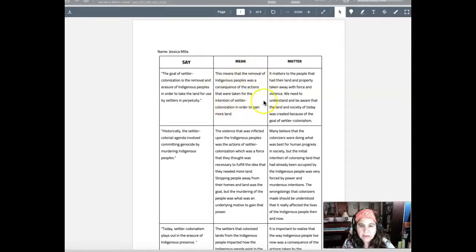So like here, what does it mean is in your own words, what do you understand about what the author said? And in this case, the student just put some quotes from the reading that she chose that she thought were important. And then the matter is an analysis of it. Why is it important? Why does it matter? What other connections can she make?